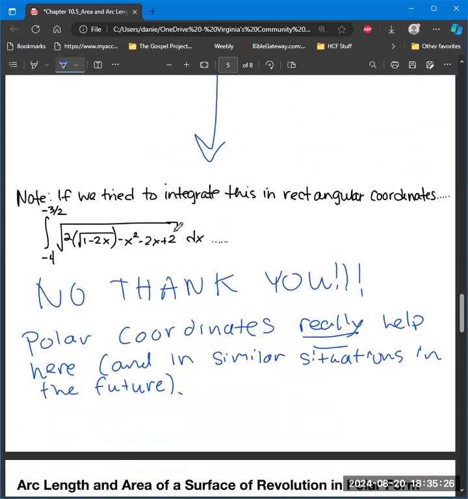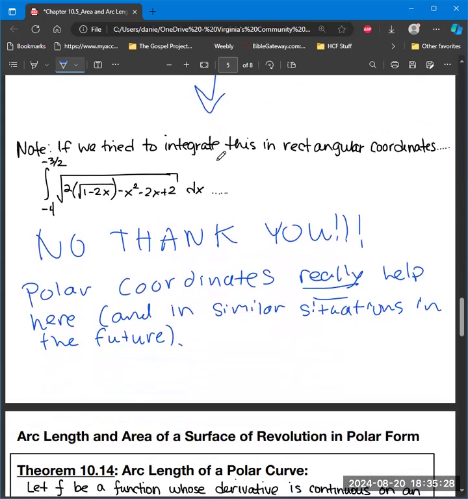Scroll on down here. If we had tried to integrate this in rectangular coordinates, it would have been extremely messy. This note is in the textbook. You can look it up, but we would have had to go from something like -4 to -3/2, square root of 2 times the square root of 1 minus 2x, minus x squared minus 2x plus 2 dx. And there would have been some simplification that we could have done inside of that square root, but that's a big no thank you from me. I don't want to deal with things this way.